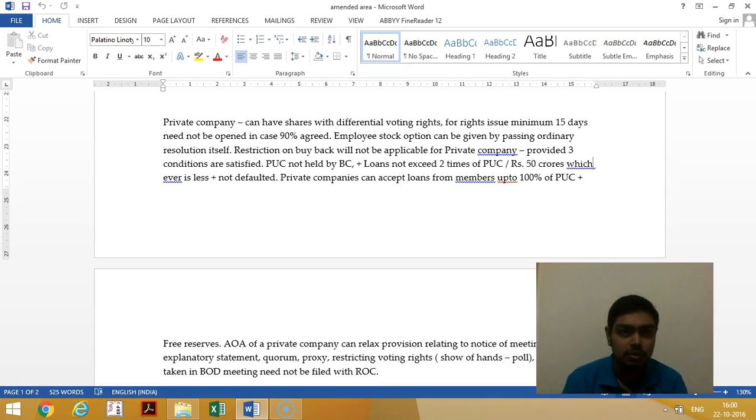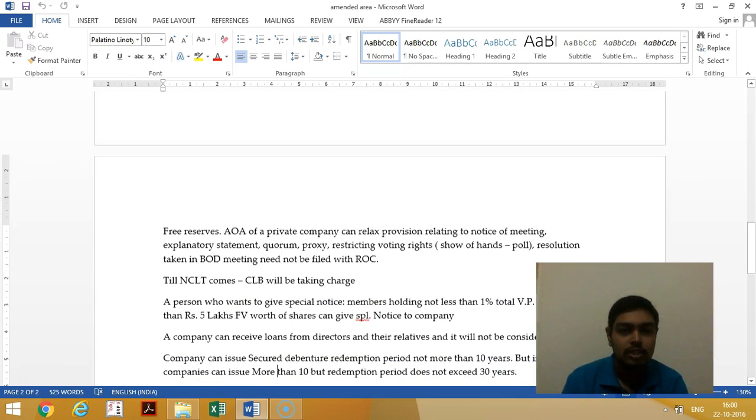Condition number 1, paid up capital is not held by a body corporate. Condition number 2, loans do not exceed 2 times of the paid up capital or 50 crores, whichever is less, and this loan is not being defaulted by the company. In this case, they can take deposits from members. That means it's exempted from deposits itself.